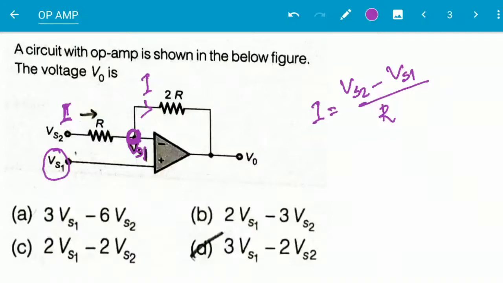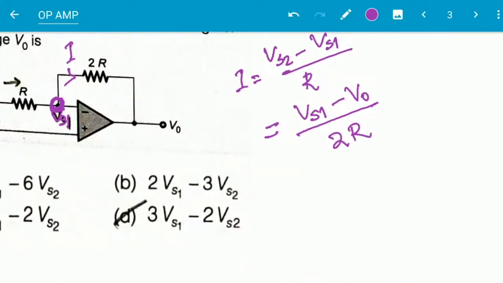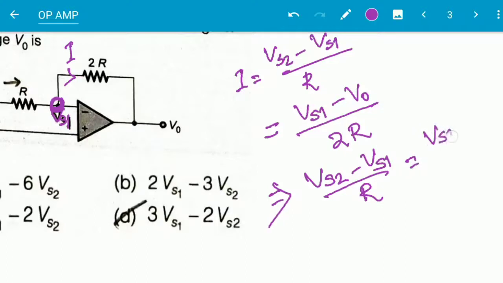So here also the same current will flow, so we can write it as (Vs1 minus V0), that is V output, by 2R. This will be written as (Vs2 minus Vs1) by R is equal to (Vs1 minus V0) by 2R.